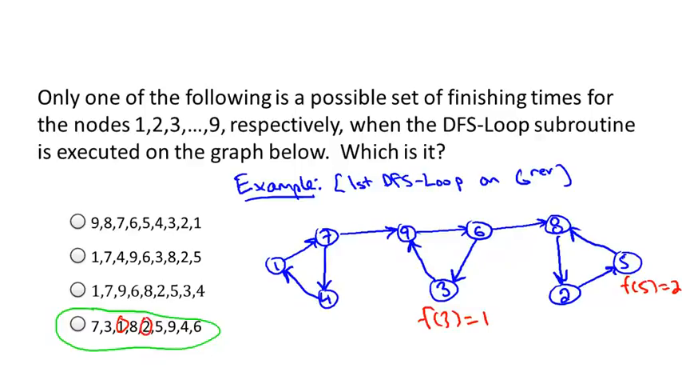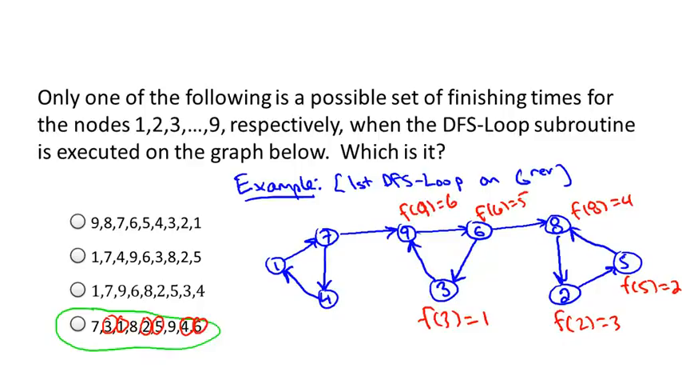So now we backtrack to 2, there's no more outgoing arcs from 2. So 2 is going to be the third one that we finish, as promised. Then we finish with 8, so 8 is going to be the fourth node to be done, as promised. Now we backtrack to 6, we're done with 6. That's the fifth node to be completed, as promised. And then finally we get all the way back to where we started at 9, and 9 is the sixth node to be completed, as promised.